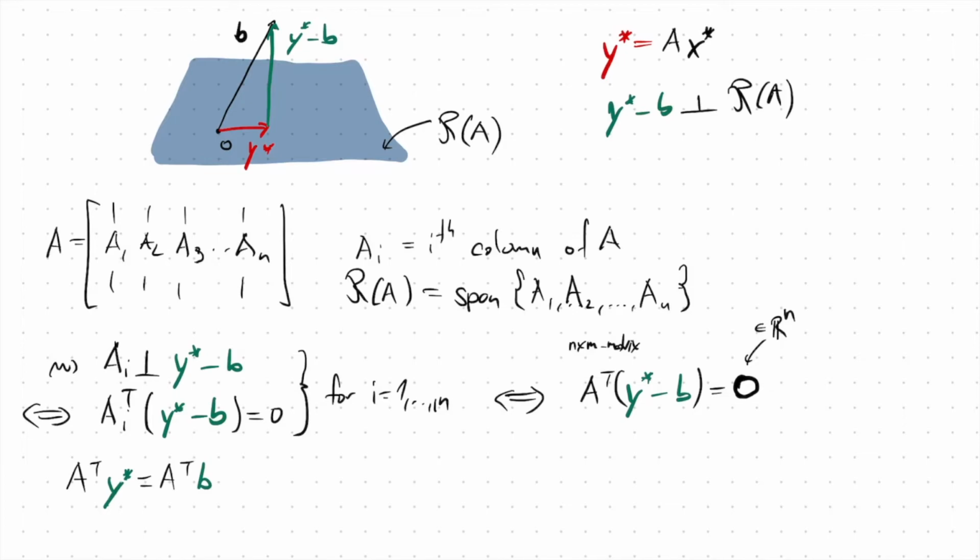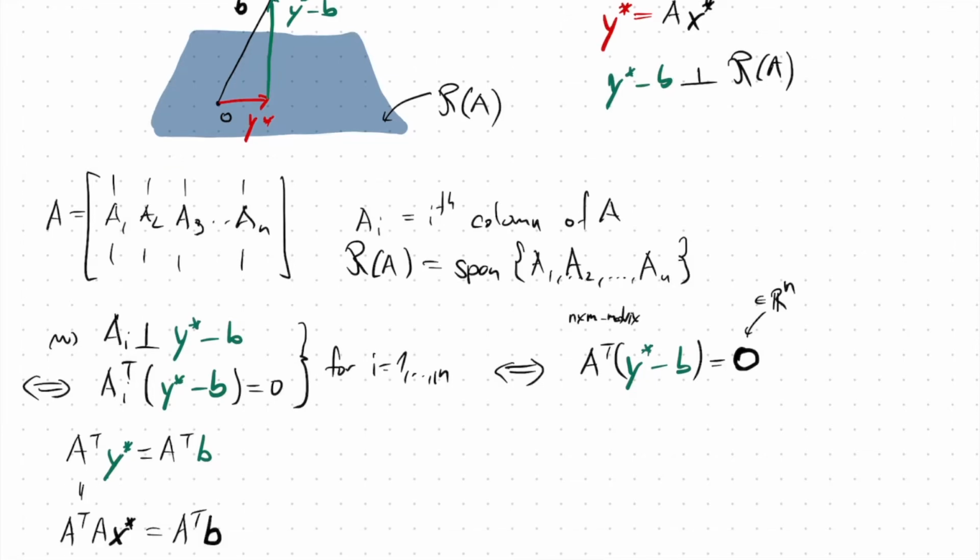But note that A transpose y star is just A transpose A x star. So this is again equivalent, and we ended up with the formula A transpose A x star equals A transpose b. If you solve this system, it's a new system with n equations and n variables. If we solve this system, then we get a least squares solution for the original system.